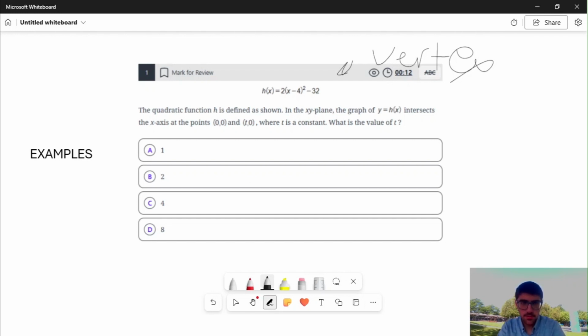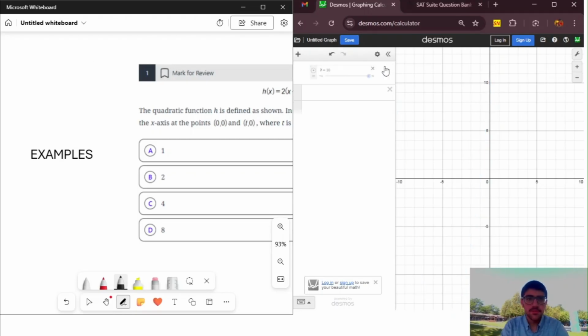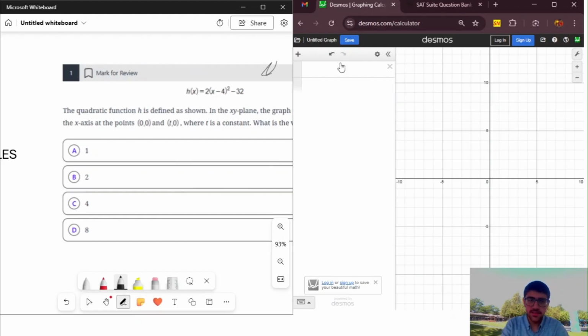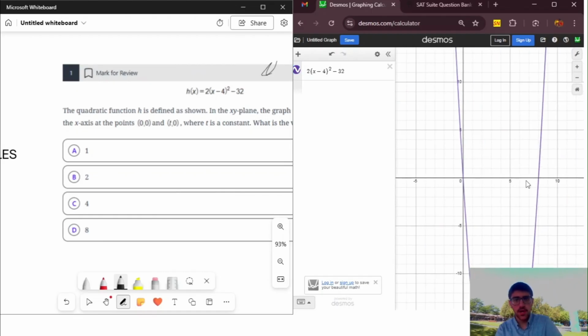So the best way to do it is to just open Desmos and then just type it in. You don't even have to change it to standard or anything, because Desmos is just going to graph it the same way. And then minus 32. And then you look, okay, there's (0, 0). The other point is (8, 0). So that means t is equal to 8. I just solved that in like 10 to 15 seconds using Desmos.